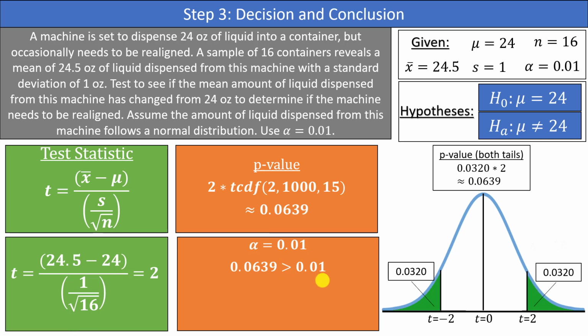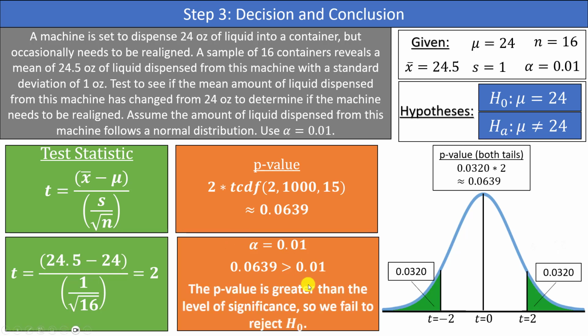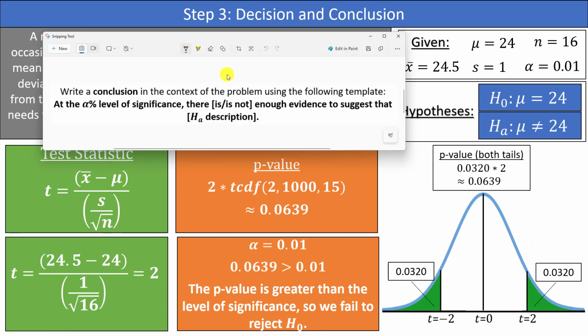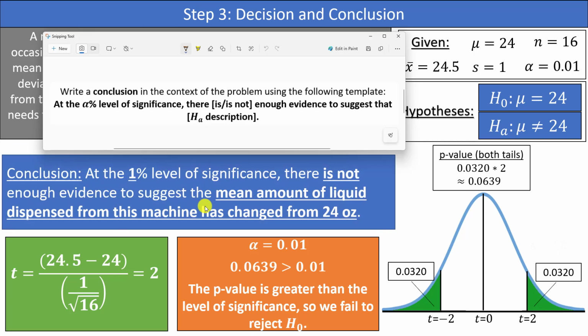That just means we are not going to reject our null hypothesis. So we're going to fail to reject our null hypothesis, and the very last thing we can do is write our concluding statement, which is going to be based on this template again. And that's going to look something like this. At the 1% level of significance, since we used alpha equals 0.01, there either is or is not. Well, in this case, we're going to say is not, since we failed to reject our null hypothesis, enough evidence to suggest, and then we state the description of our alternative hypothesis in words, that the mean amount of liquid dispensed from this machine has changed from that 24-ounce average that we need.